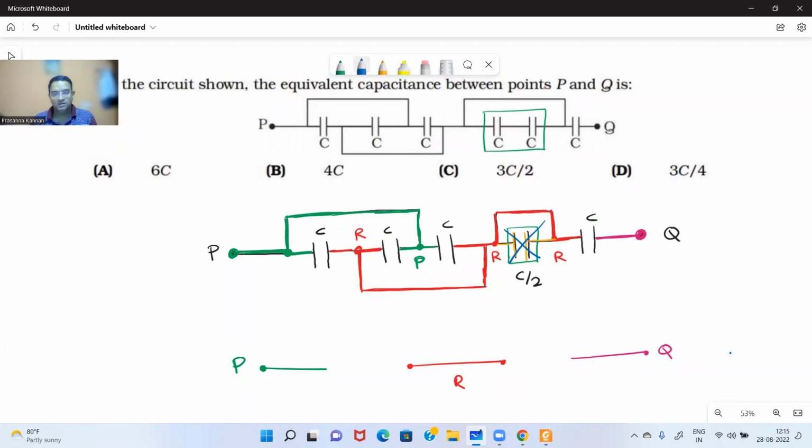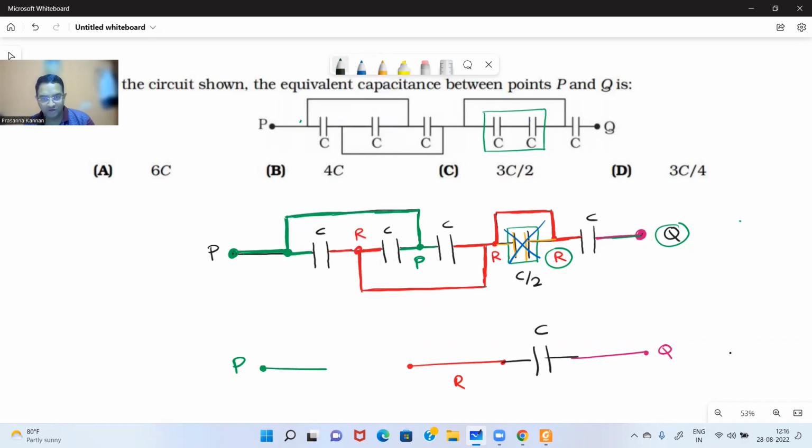So now, between R and Q, how many capacitors do I have? Here Q is here, here is R. How many capacitors are there? Only one capacitor is there, which is having capacitance C, right?